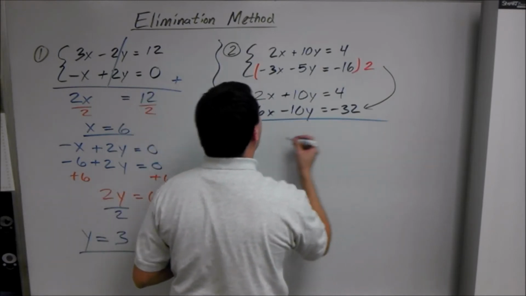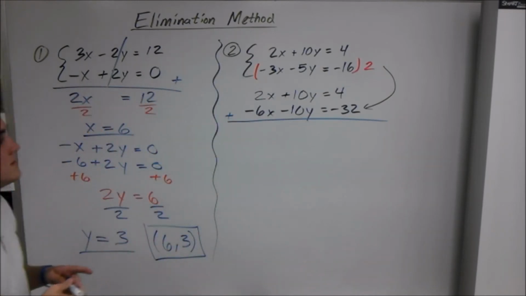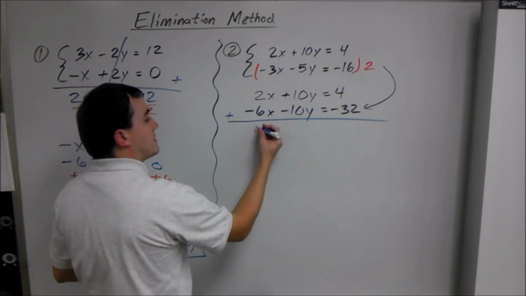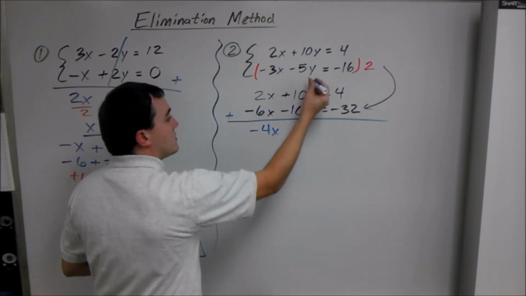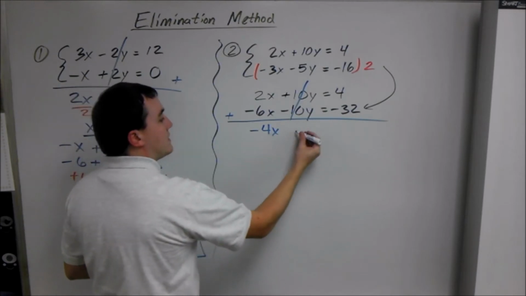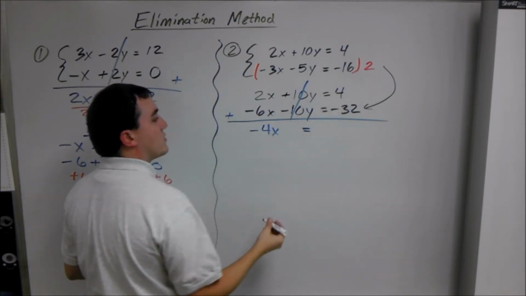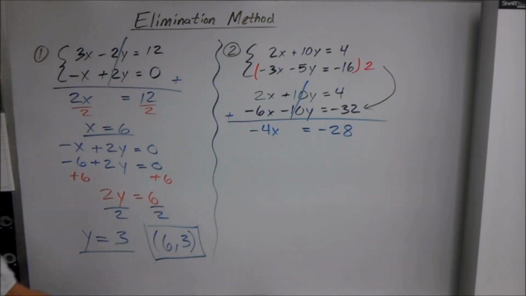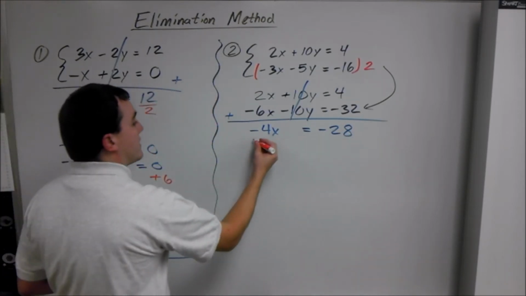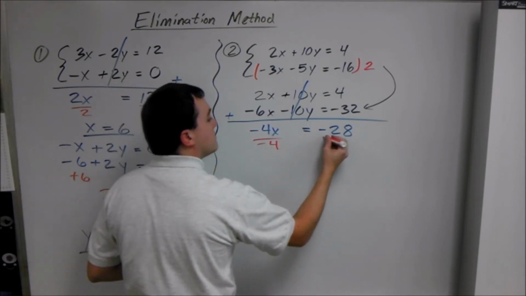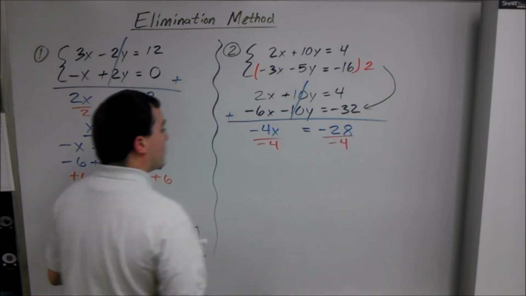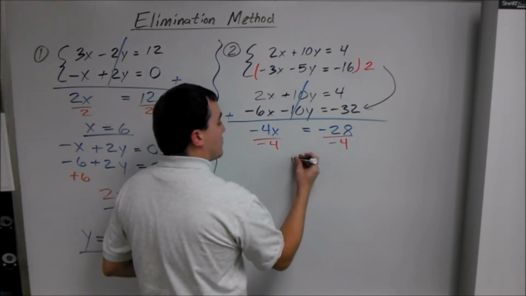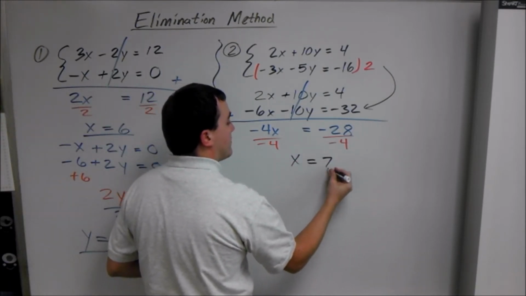And that's going to cancel out our y's, so we can solve for the x's. So we have 2x minus 6x is negative 4x. Those cancel, equals 4 minus 32 is negative 28. Solving for x, so we divide by negative 4. Negative 28 divided by negative 4 gives us x equals 7.